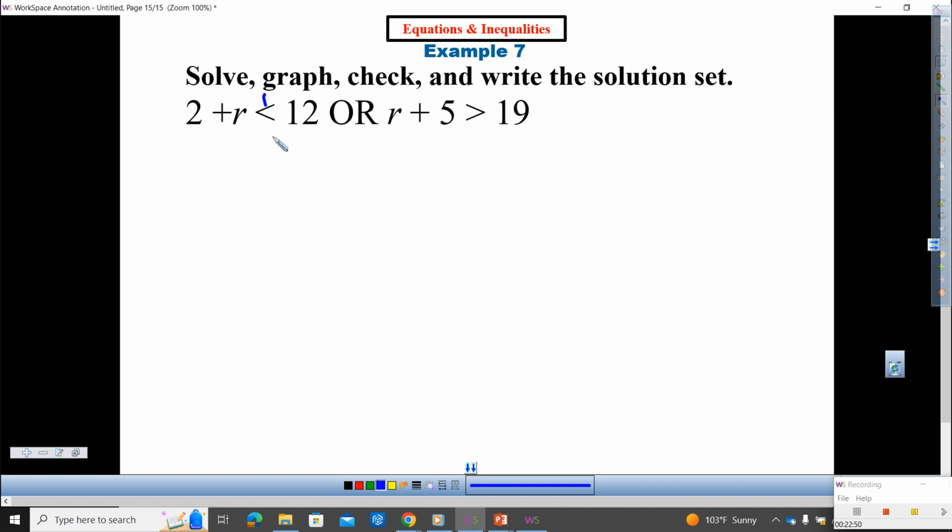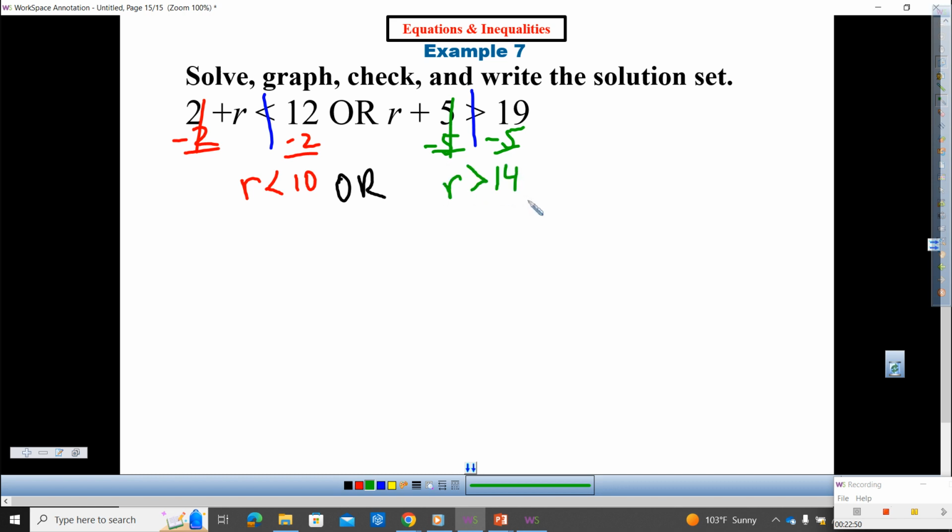So, let's see. Line down the inequality symbol. I'm going to use a red for the left, green for the right. Get us started, Rebecca. What do I do here? Subtract 2 to both sides, so we end up with r less than 10. Hands if you got that. All right. Then you bring down or. Next, Rebecca. Subtract 5 from each side. Then we get r greater than 14. Hands if you got that.